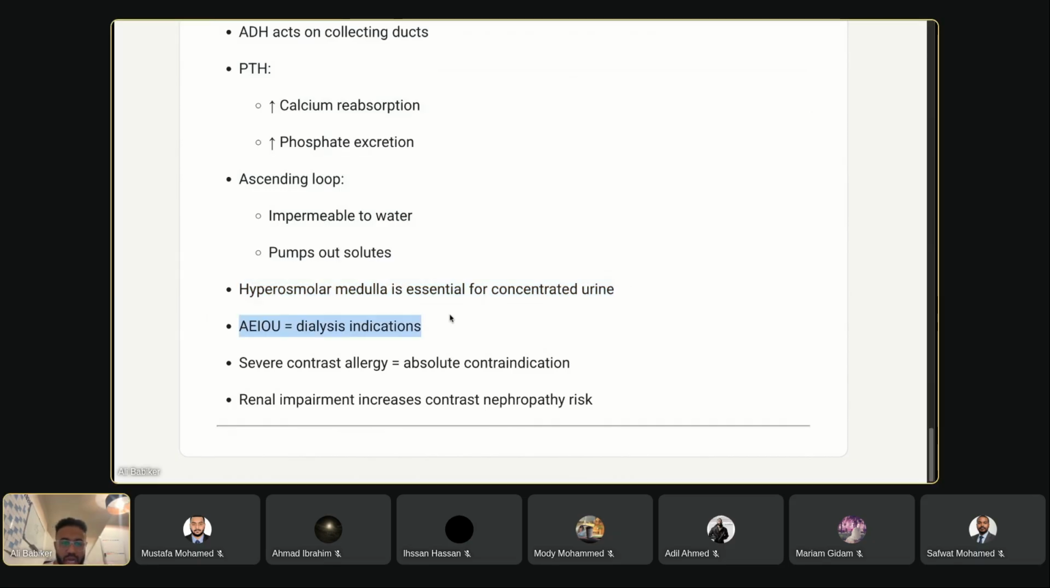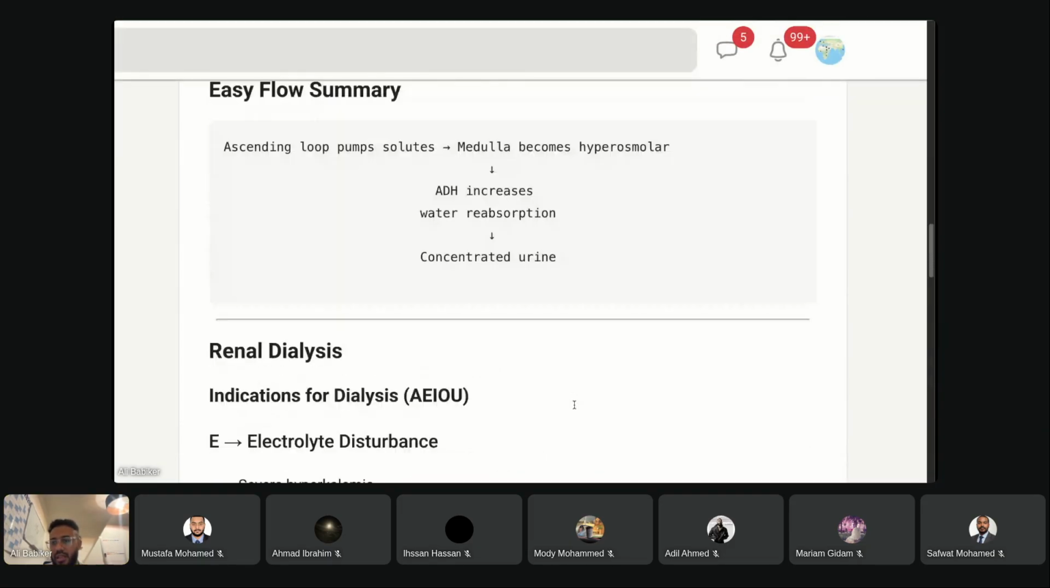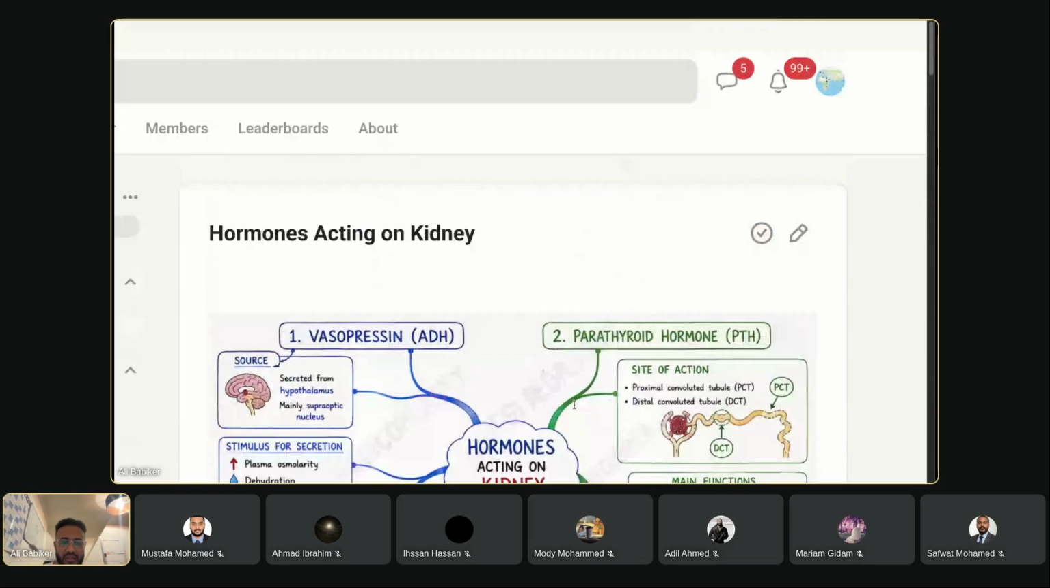These are the dialysis indications in AEIOU. We said A for acidosis, E for electrolyte disturbance, potassium more than 6.5, I for ingestion of toxin, O for overload, U for uremia. Severe contrast allergy is an absolute contraindication. Renal impairment increases contrast nephropathy risk. It's not that high yield. The last sentence is just common sense.